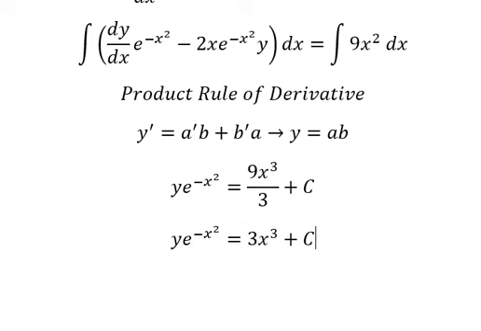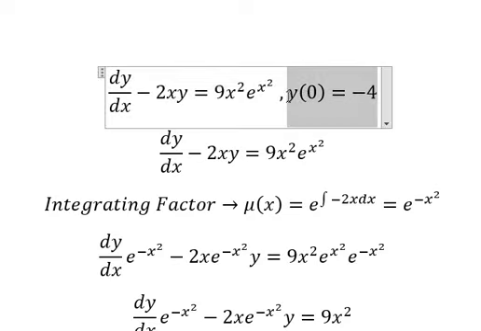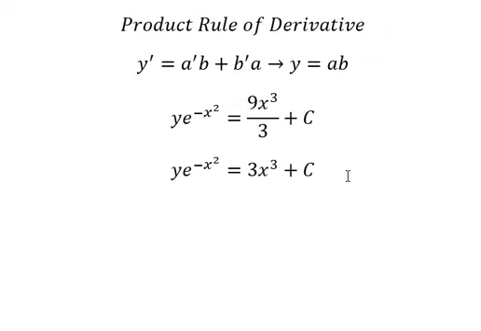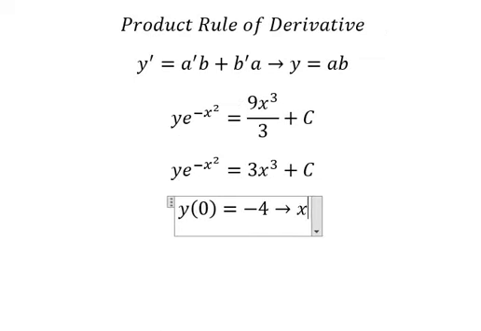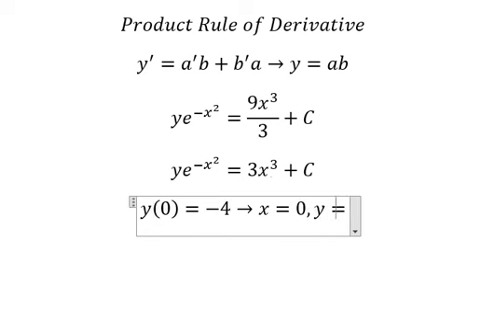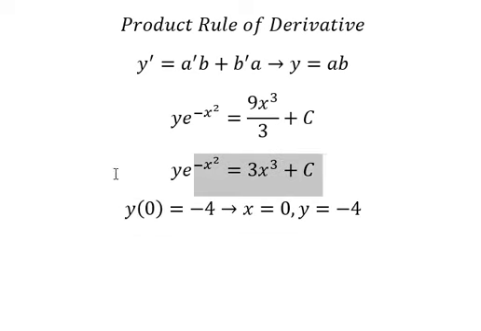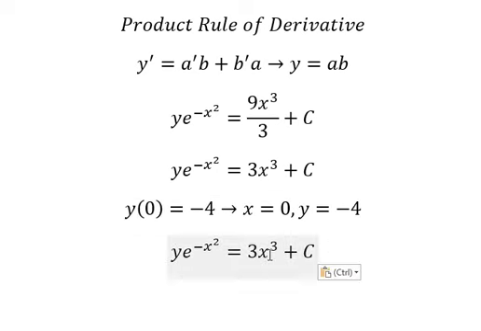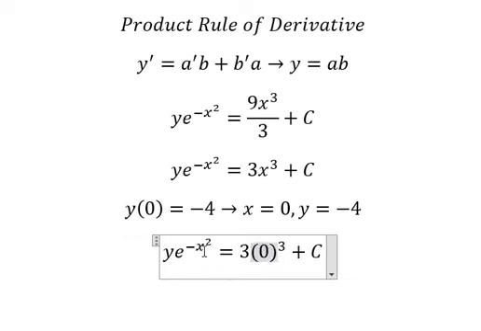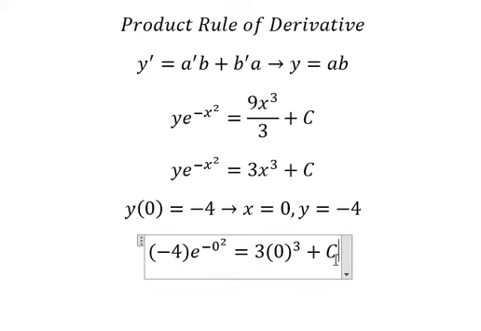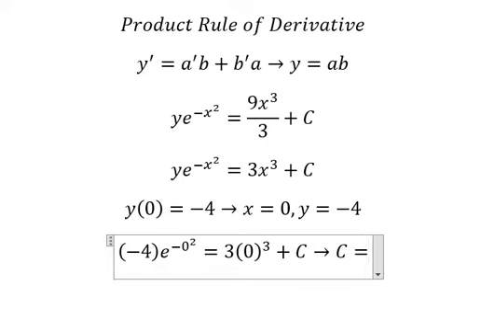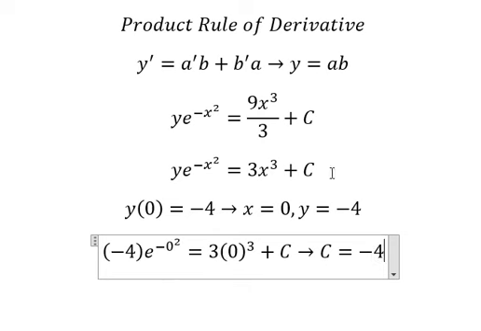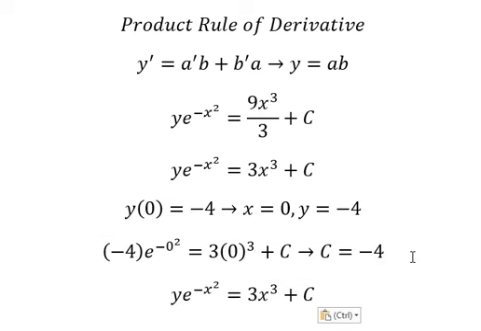Now we have the conditions. That means when s equals number 0, y equals negative number 4. So I will put number 0 on here and here. y equals negative number 4. And now we can find the value of c. That is negative number 4. So I will put negative number 4 on here.